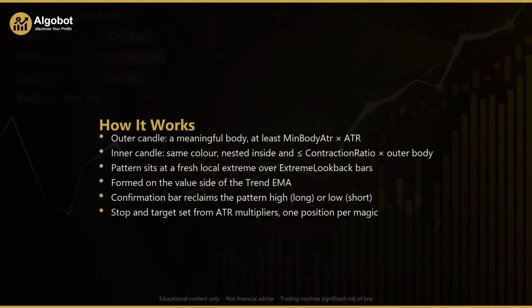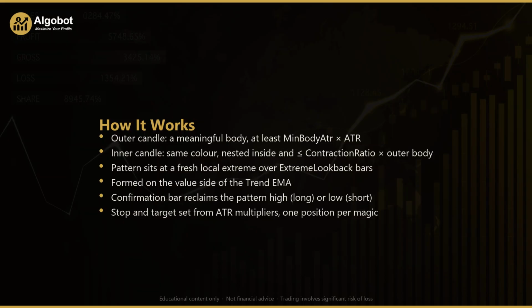The short setup is the exact mirror. Two bullish candles, the inner one smaller and nested inside the outer, a fresh local high over the look-back window, the inner candle closing above the moving average, and then a confirmation bar closing below the pattern low.